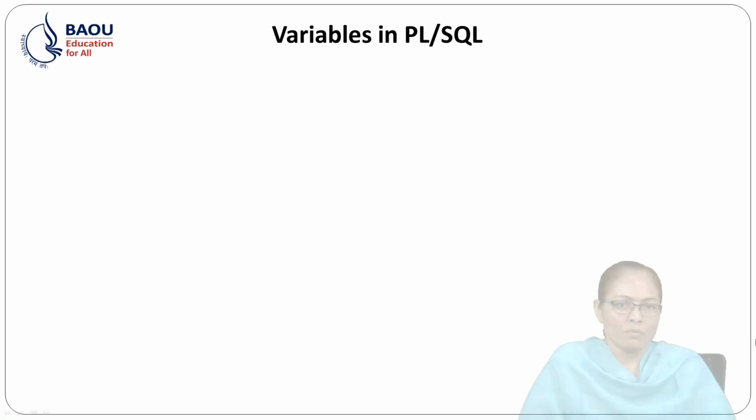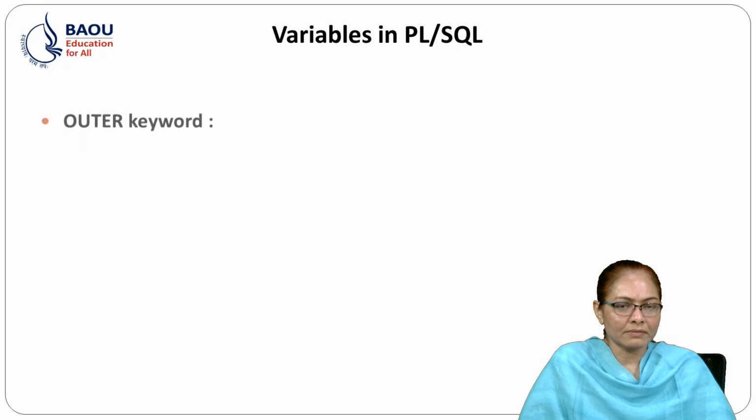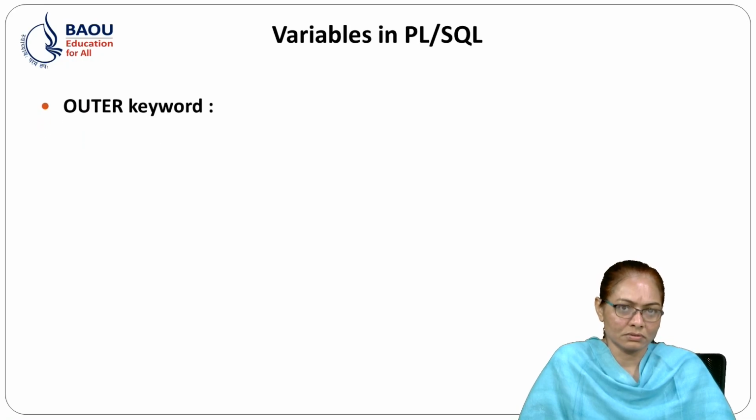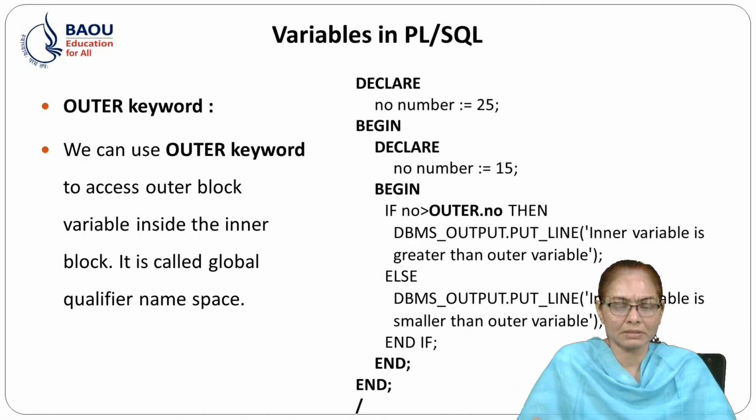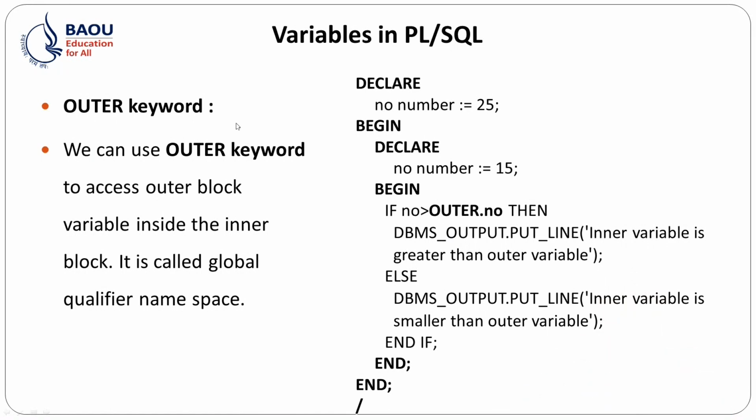Now what is the outer variable? The outer keyword, how to use it? We can use the outer keyword to access the outer block variable inside the inner block. It is called the global qualified namespace. See, in the example, the number is the outer variable. Declared again, the same variable, the outer variable name is the same. Here, the inner variable name is also the same.